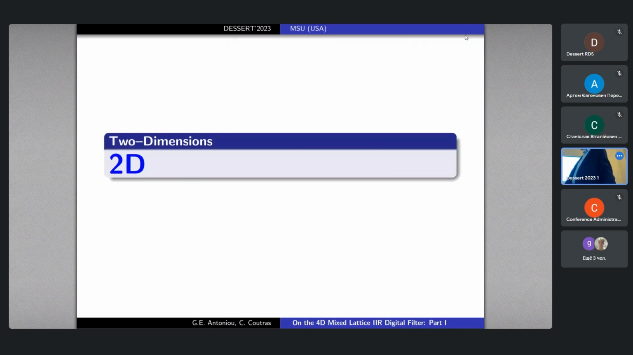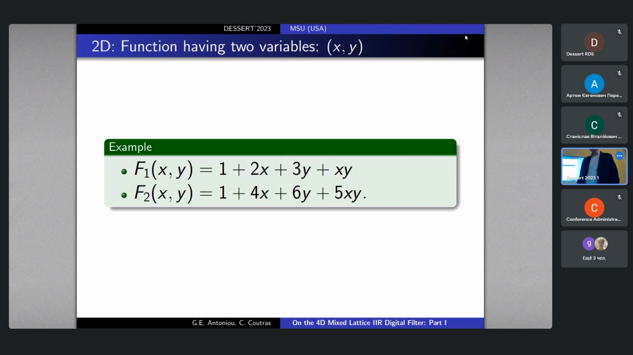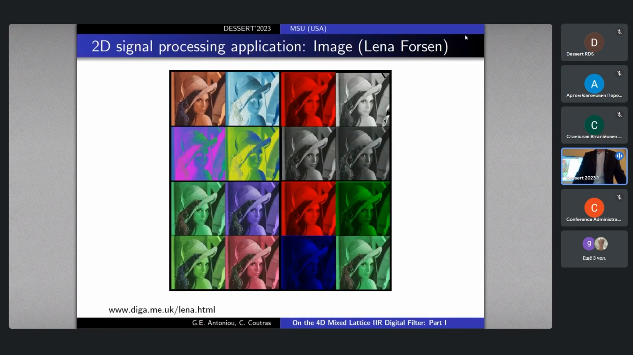2D dimensions. A 2D example: 1, 2x plus 3y plus xy. 2 dimensions, okay? 2 variables, 1 x, 1 y. Also this is another function, 2 dimensions. What is a 2-dimensional system? It is an image.